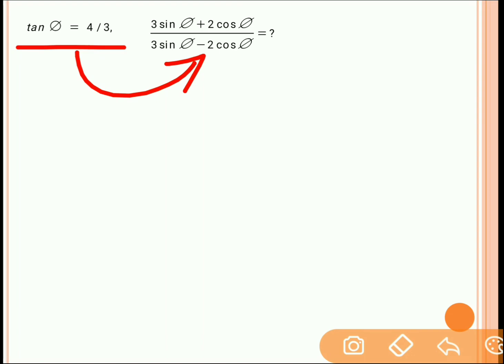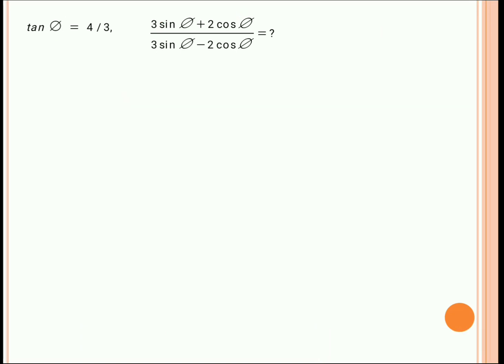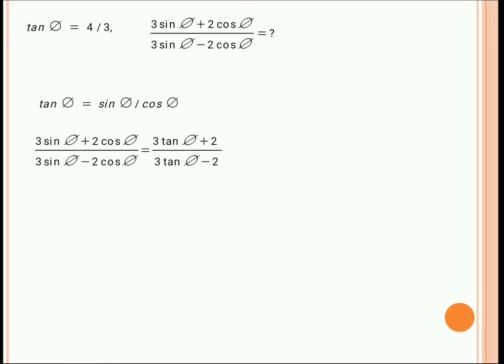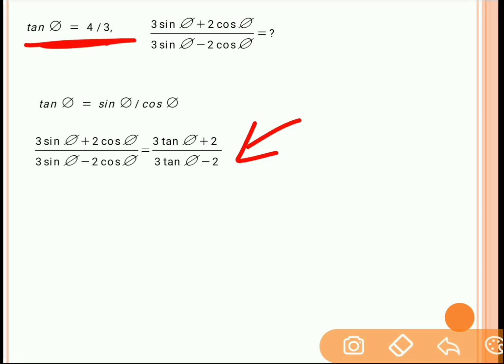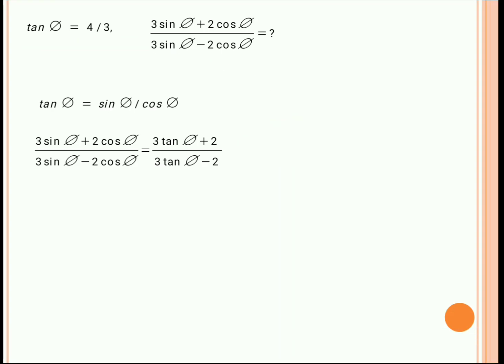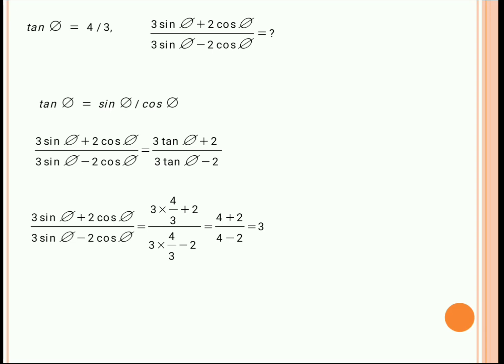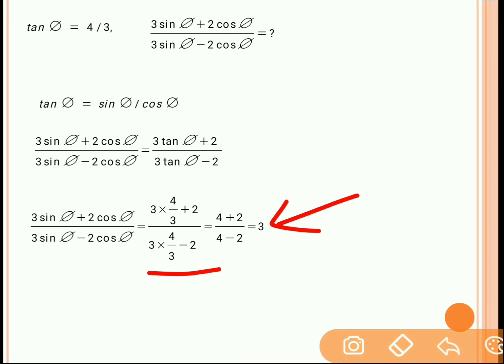We can convert this sin and cos into tan. That is, tan phi is equal to sin phi by cos phi. So we can divide numerator and denominator by cos phi. If we do so, we will get (3 times tan phi plus 2) upon (3 times tan phi minus 2). Now we can easily use the value which is given in the question in the given expression. So the expression will be equal to (3 times 4 by 3 plus 2) upon (3 times 4 by 3 minus 2), and that will be equal to 3.